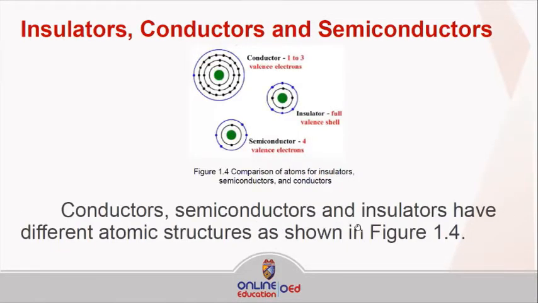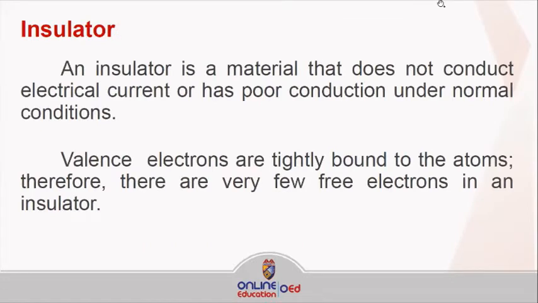These are the conductor, semiconductor, and insulator of different atomic structures shown in this figure 1.4. Okay, these are in figure 1.4. As you can see, we start with the conductor. Constant yung value niya, that is 1, 2, or 3 valence electrons. Then, kapag semiconductor, that is equal to 4 valence electrons. And sa insulator naman is yung full valence shell, that is equal also to 5 up to 8 valence electrons. Okay? Okay, now we define insulator.